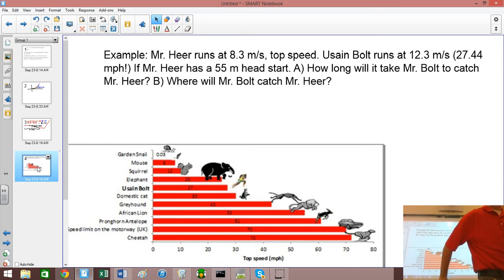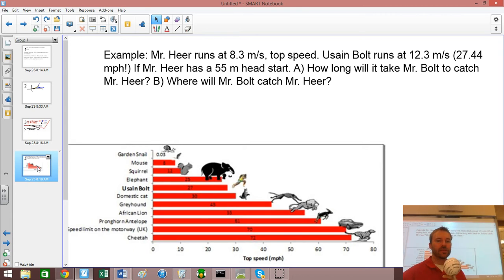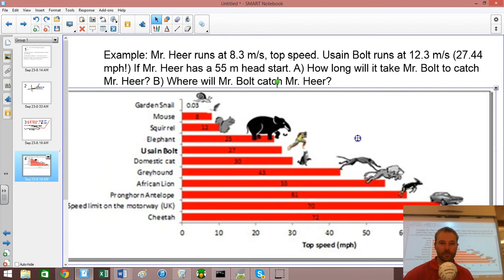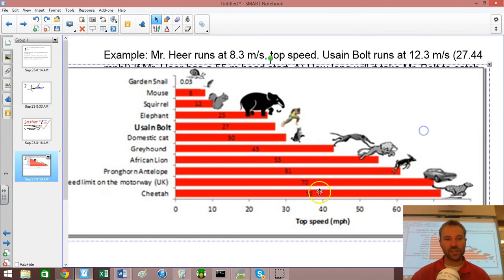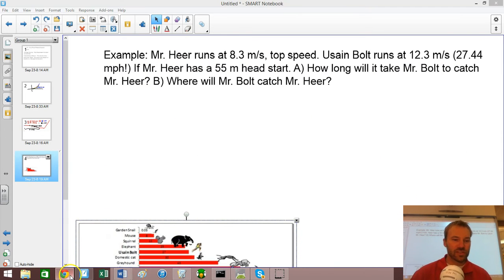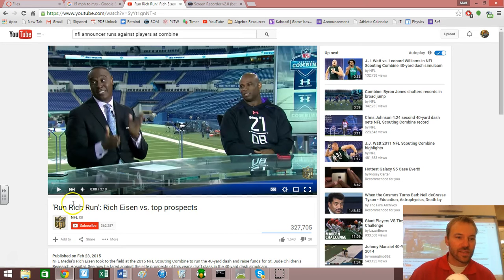Now, before I get into this, I've got just a fun little graphic I found online that showed the relative speeds of certain animals. And you can see Usain Bolt, he's faster than an elephant, a little faster, slower than a domestic cat. Here we got a cheetah up there going like 70 miles an hour, which is crazy. But I wanted to show you this other video right here. It's at a NFL football combine.